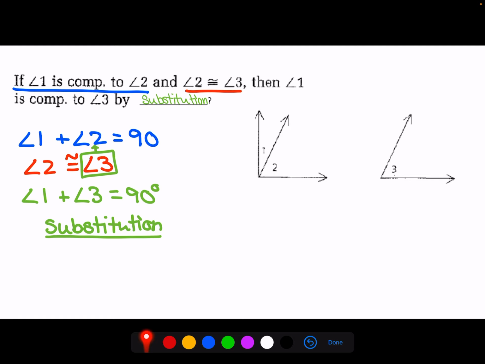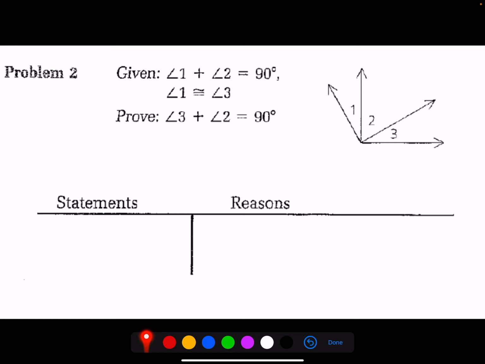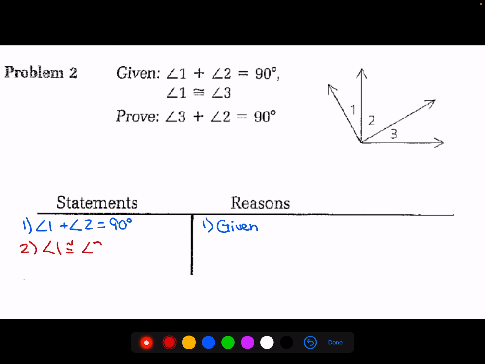All right, the last thing that we have for the transitive property is a proof. And this proof is pretty straightforward. It's just dealing with what we just saw. So let's go ahead and work this one out. Number 1, my first statement, angle 1 plus angle 2 equals 90 degrees. That's given. We also know angle 1 is congruent to angle 3. That's also given. Let me go ahead and draw that. Angle 1 and angle 3 are also congruent.